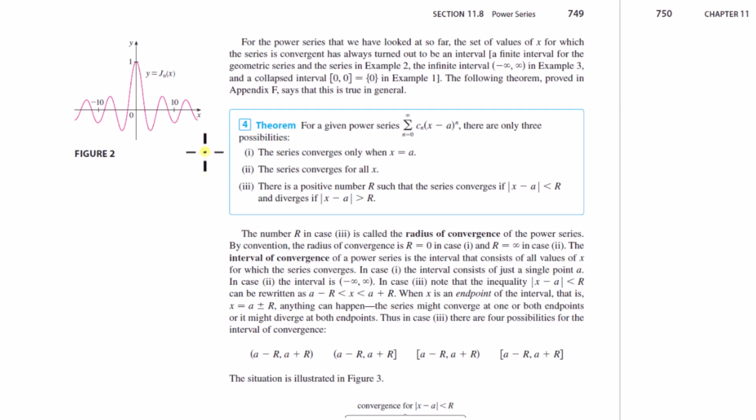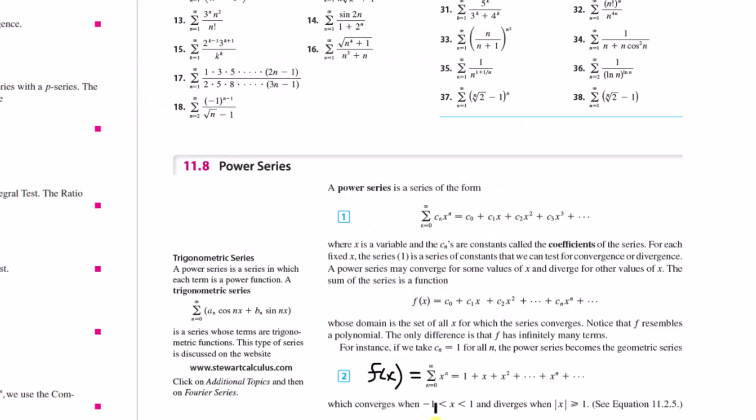Otherwise, if it's not the case that it converges at just the center point, then it's going to converge for all x, or it's going to converge over an interval where there's a positive number r, kind of like between 1 and -1, right? That's what the geometric series converged over. It didn't converge at a single point, just the center, which would be 0. It didn't converge for all real numbers, so it's going to converge over an interval. It can't be the case that you say it converges at x equal to 3 and that's it.